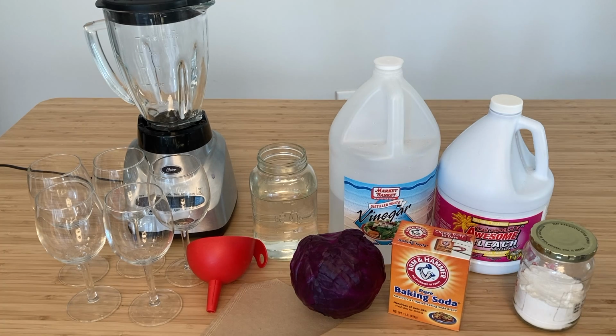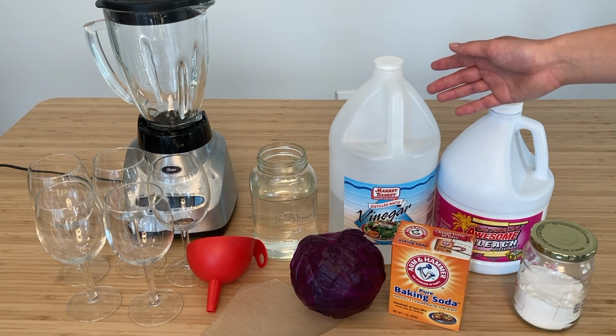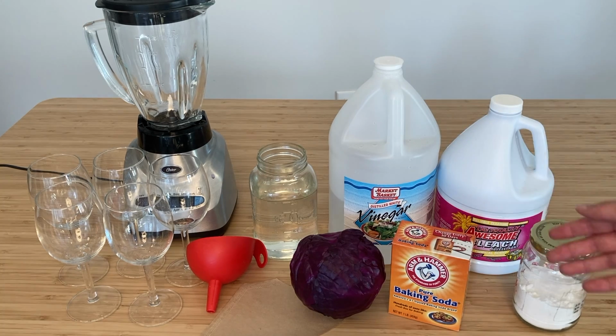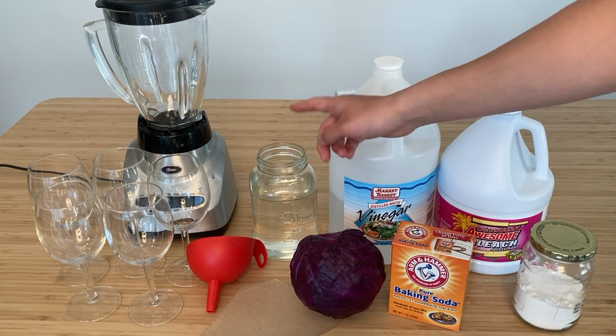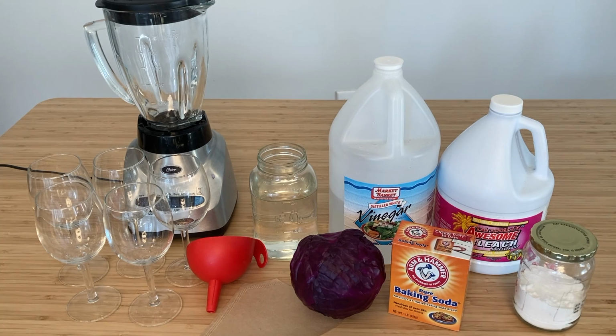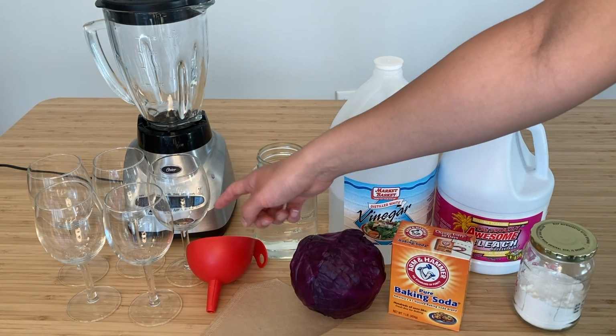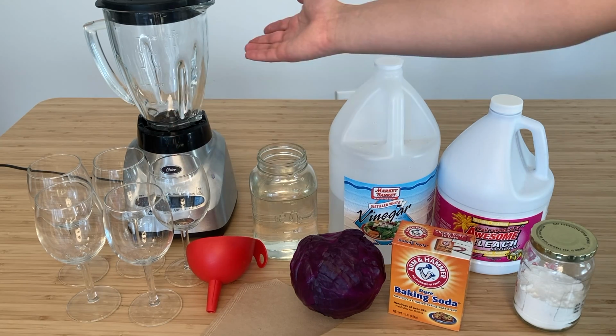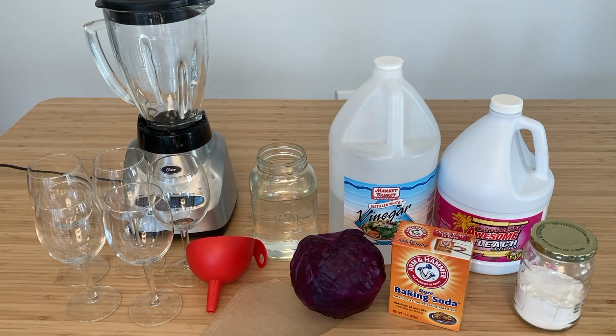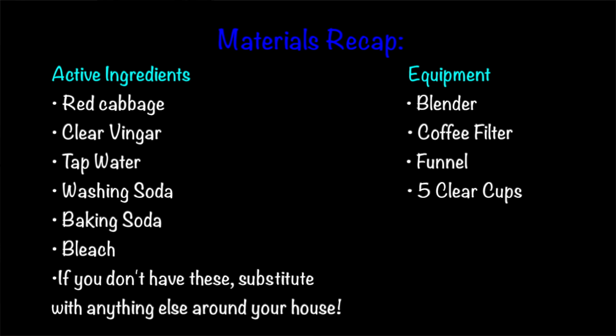The things you'll need for this experiment are washing soda, bleach, vinegar, baking soda, red cabbage, and tap water. And the equipment that you'll need is a coffee filter, a funnel, 5 clear glasses, and a blender. But don't worry if you don't have all of the powders or liquids because you can pretty much use anything that you find around your house.